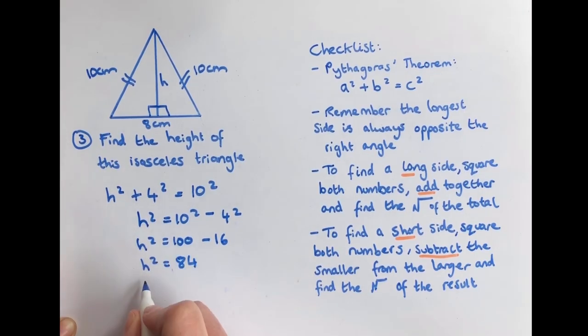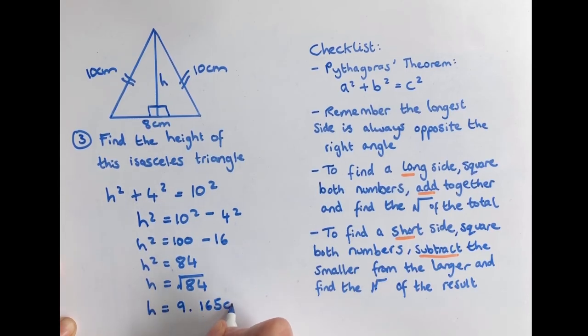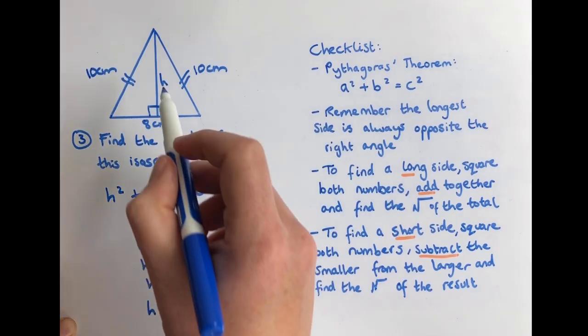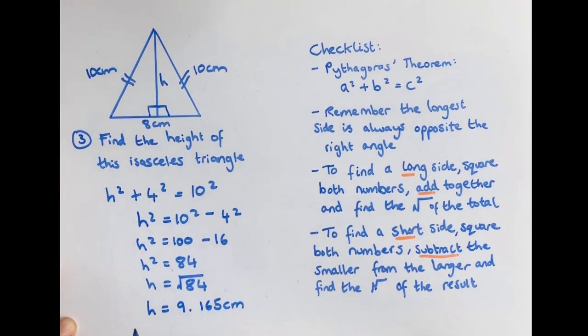I now need to do the inverse to find out what h is, so the inverse of squaring is to square root. And the square root of 84, I would have to use a calculator for to find out that it's 9.165 centimetres. And that is going to be the height of this isosceles triangle.